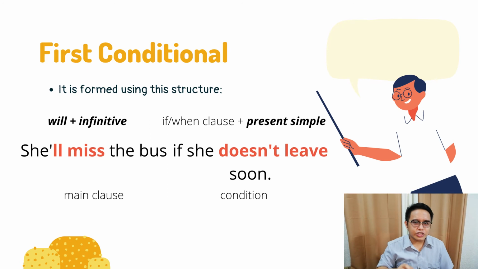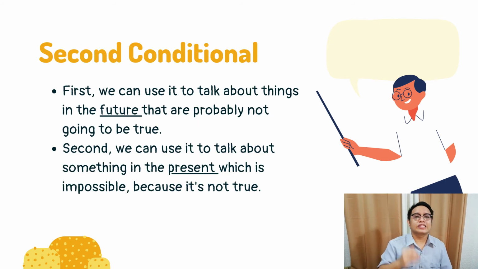Two more conditionals and we are already done with our class today. Next conditional is our second conditional. Now, the second conditional is used in two ways. First, we use it to talk about things in the future, that are not going to be true. It's not going to happen. Okay? It's not gonna happen. Or, we can use it to talk about something in the present, which is impossible. So that's why it's not true. But because it's not true, it's not going to happen.